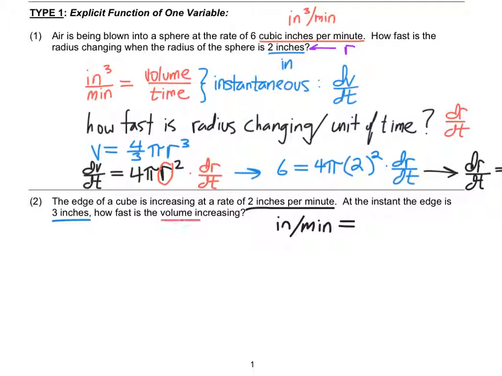Well, the good news is, how fast is the volume increasing? Well, we just kind of addressed that. We know now that that's going to be dV/dt. All right, the edge of a cube, well, we can call that a side. Do we have a formula that relates?